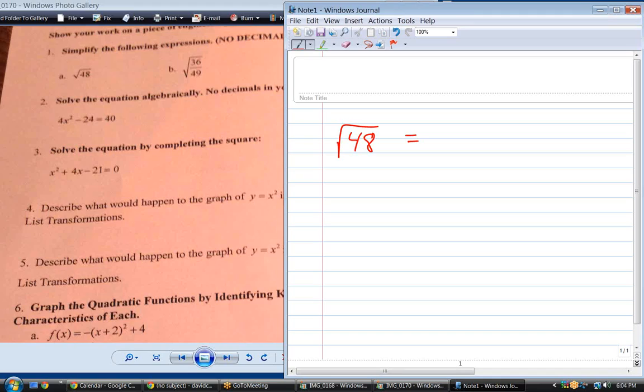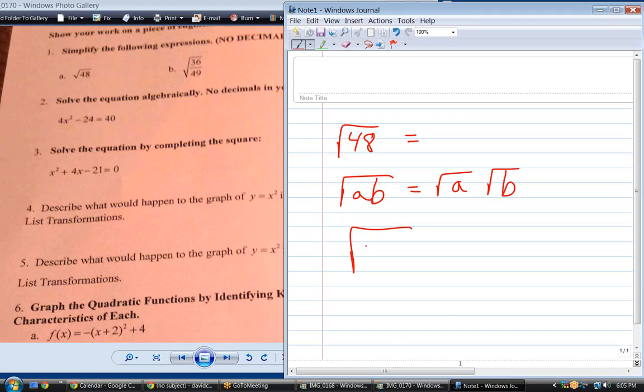48 is not a perfect square number, so there is no number that squares to 48. But it can be simplified. Simplification merely allows us to take one of the factors of 48 outside the radical. Okay? Now, a real basic principle with radicals is this. If I'm taking the square root of a times b, that's the same thing as the square root of a times the square root of b.